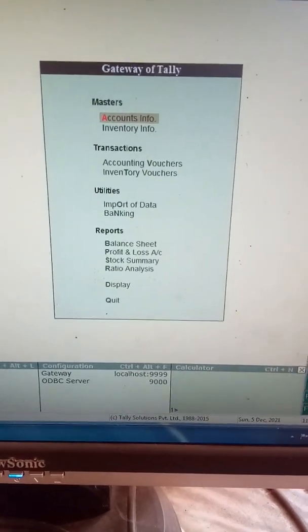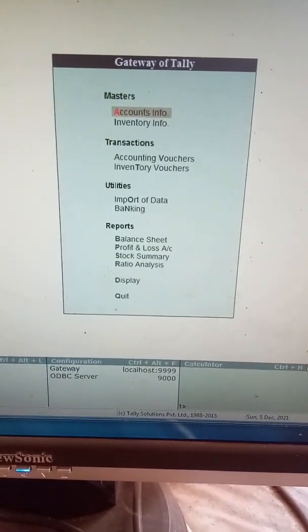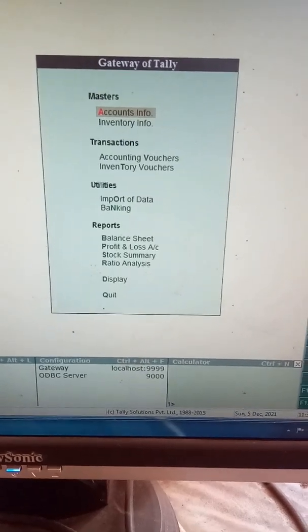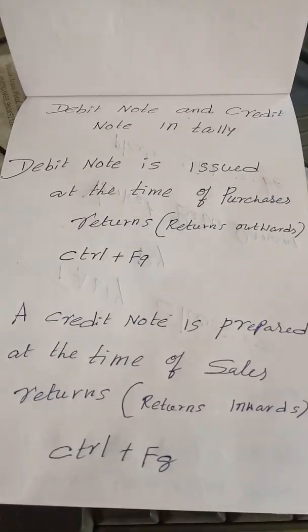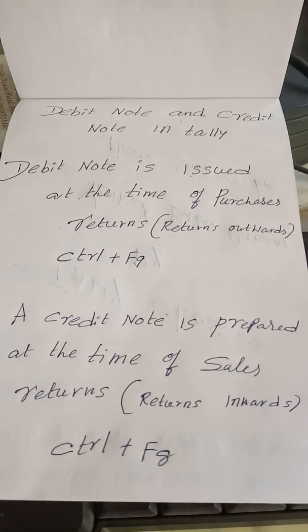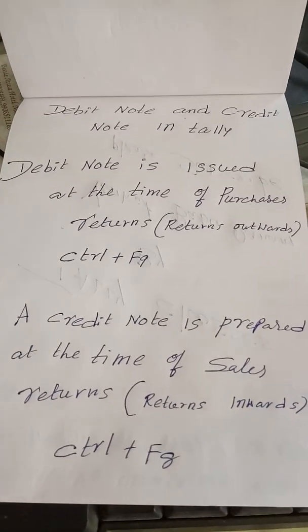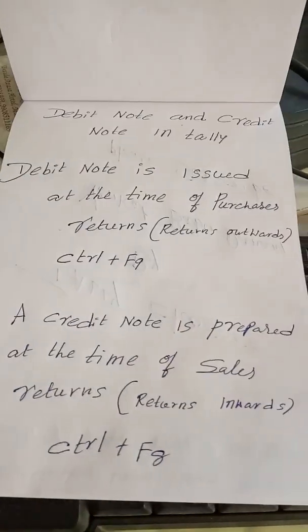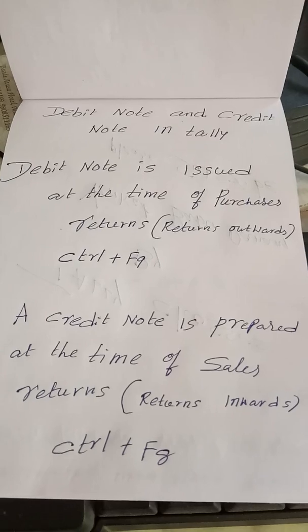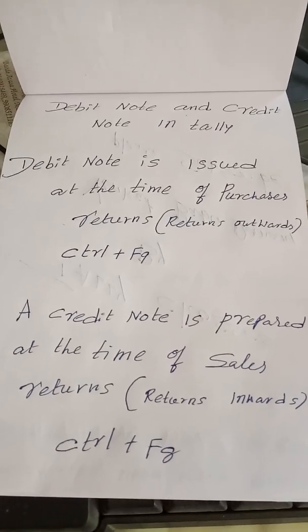These are very useful classes, and today's topic is what is a debit note and what is a credit note. My dear students, in a company there will always be purchases and sales. When you purchase goods, sometimes we also return the goods. So at the time of making purchase returns, we have to prepare a note stating that the supplier account is debited. A debit note is issued or prepared at the time of purchase returns.